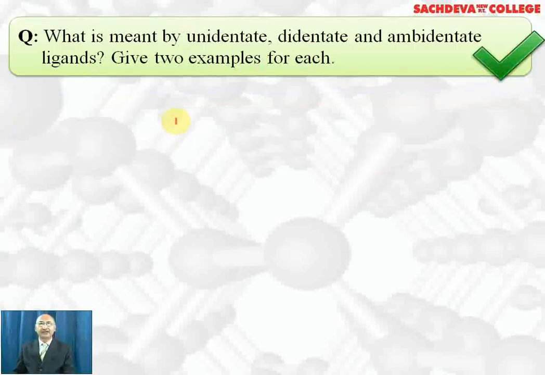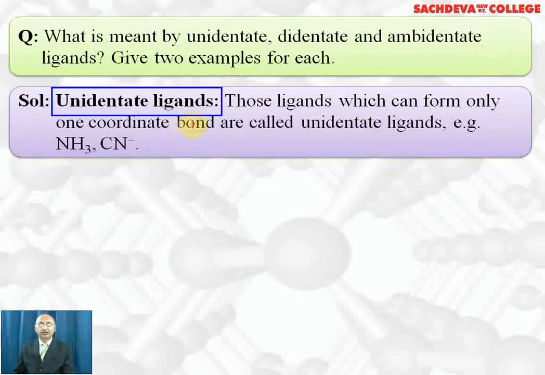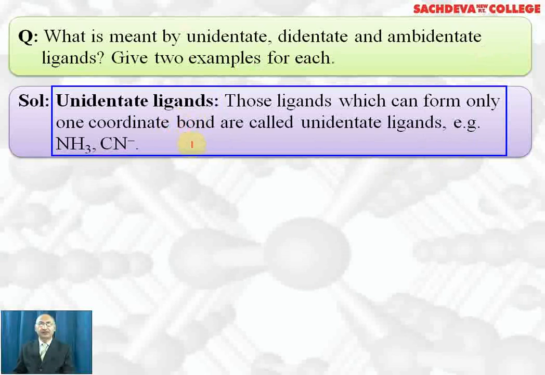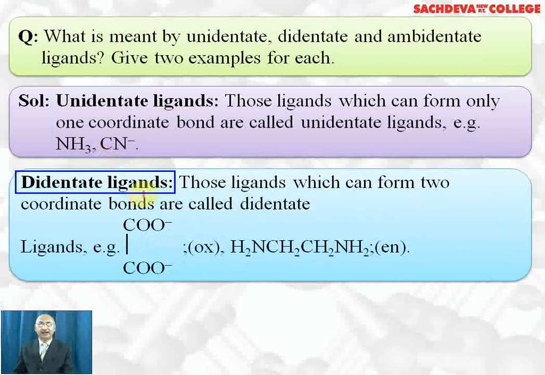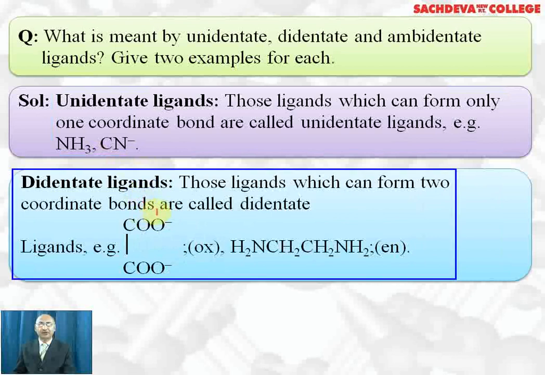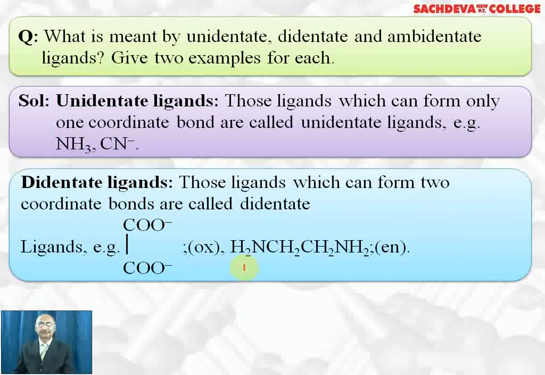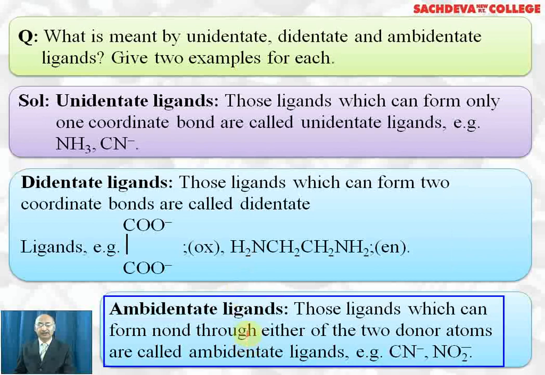What is meant by unidentate, didentate and ambidentate ligands? Give two examples of each. Unidentate ligands are those which can form only one coordinate bond, for example ammonia and cyanide ion. Didentate ligands are those which can form two coordinate bonds or two sigma bonds, for example oxalate ion or 1,2-ethanediamine. Ambidentate ligands are those which can link through either of the two donor atoms. For example, cyanide ion can link through either carbon or nitrogen. That's why it is called an ambidentate ligand.